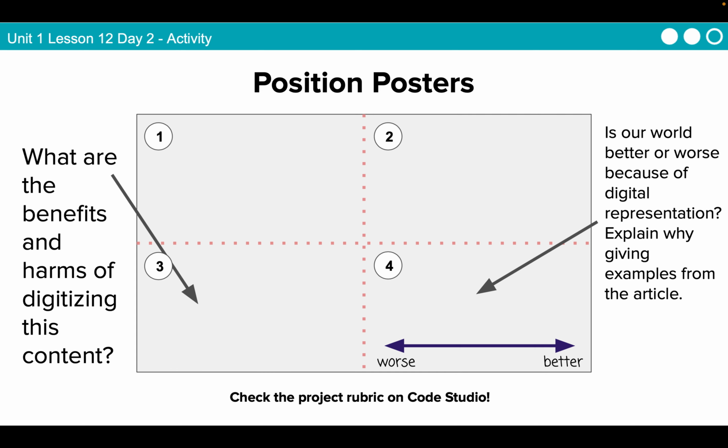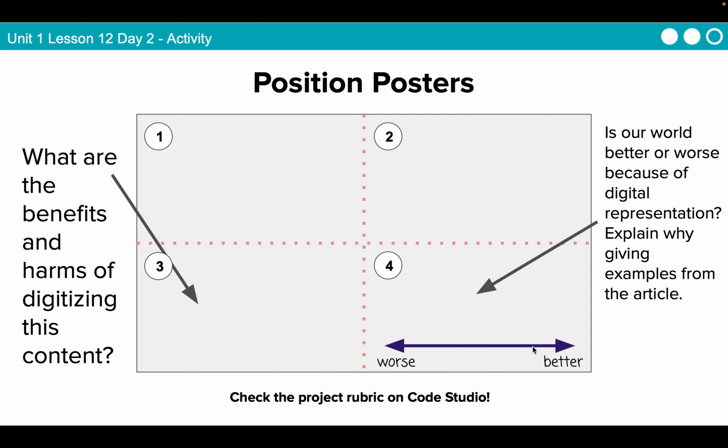And then in the bottom right, we're answering that main question. We want to take a position on whether our world is better or worse off because of digital representation. Explain using specific examples or reasons from the article that you chose. And you probably want to include that little spectrum there, worse to better, and put your mark somewhere along the line of about how you feel.